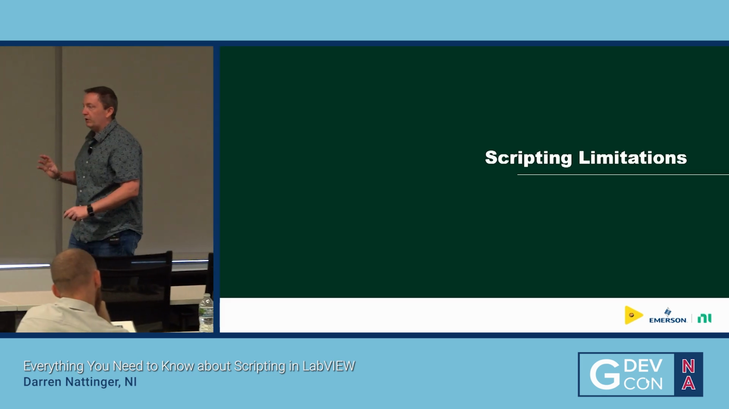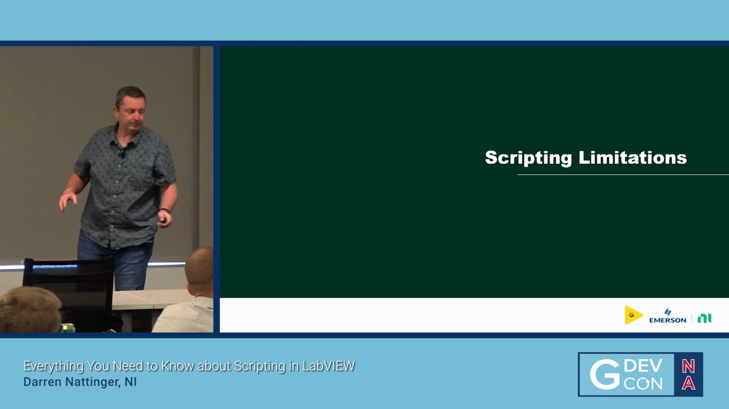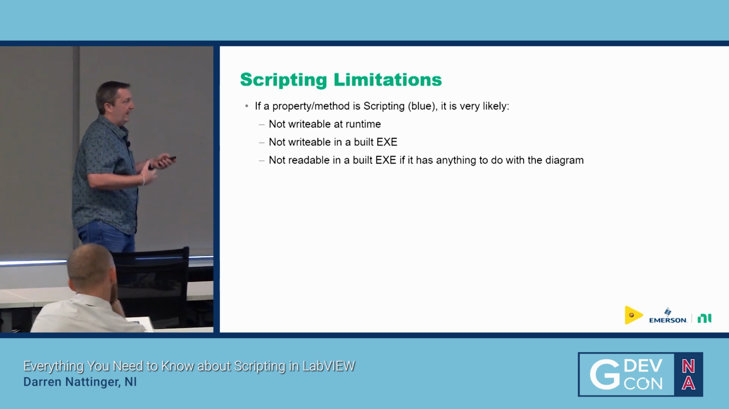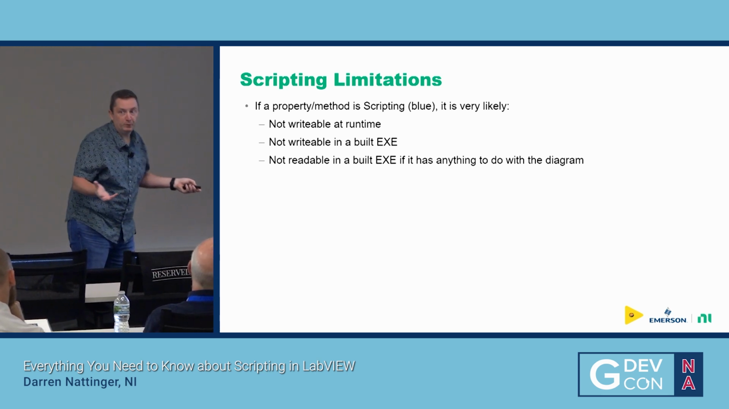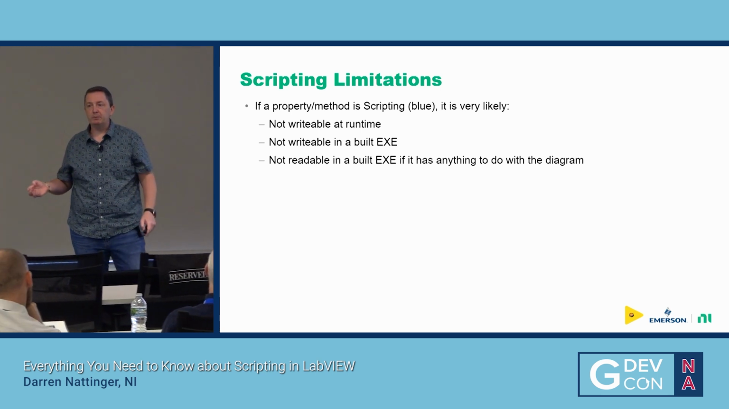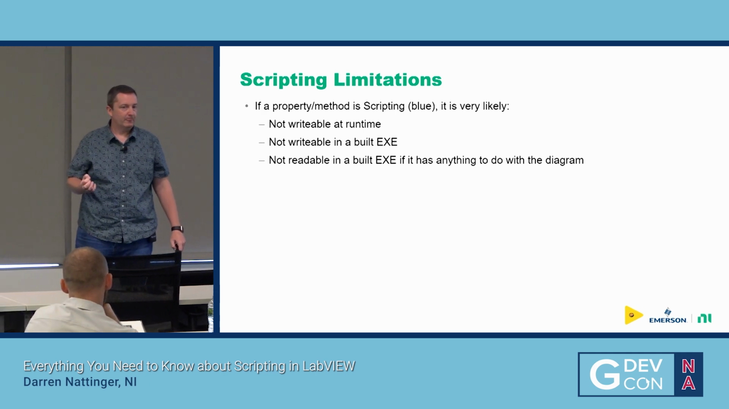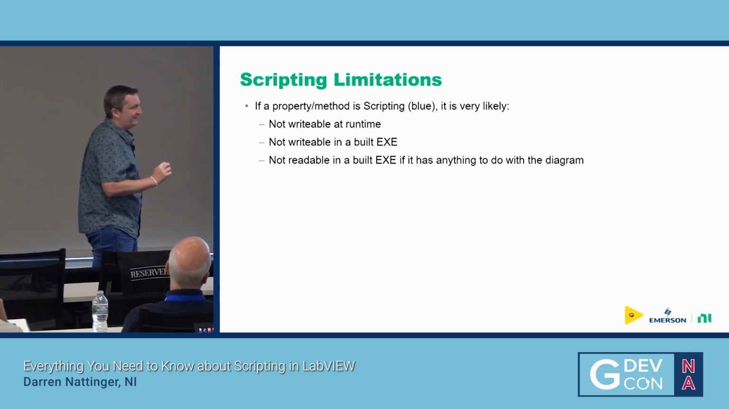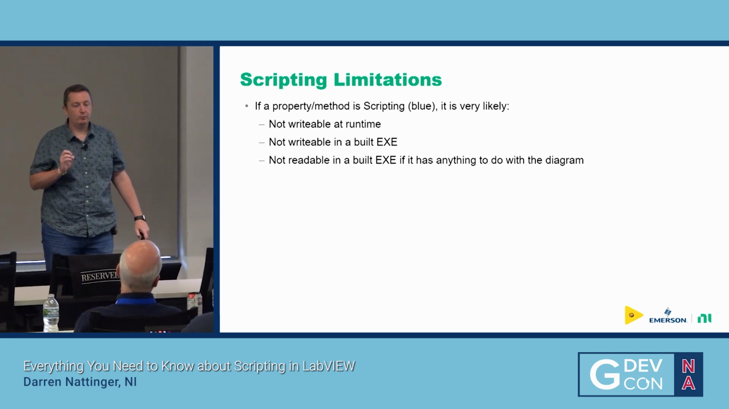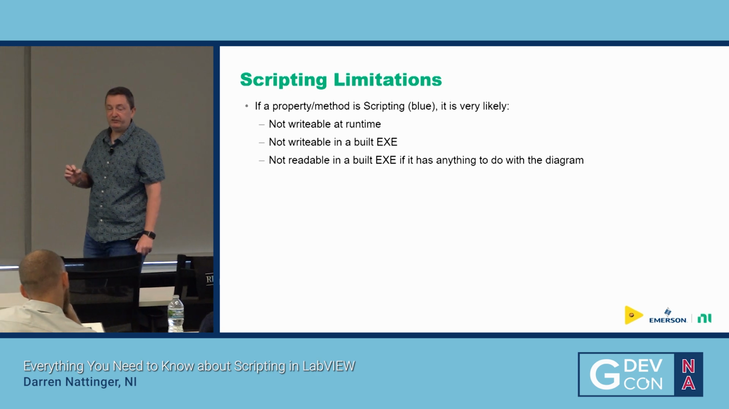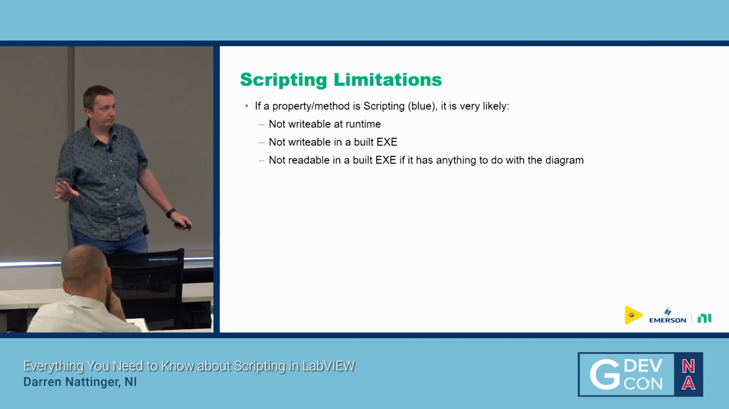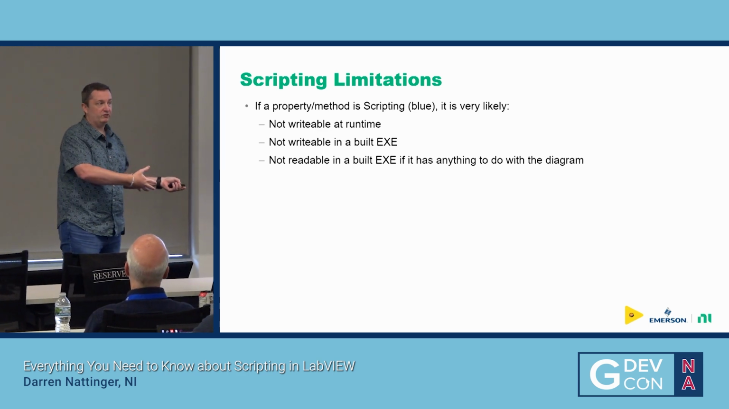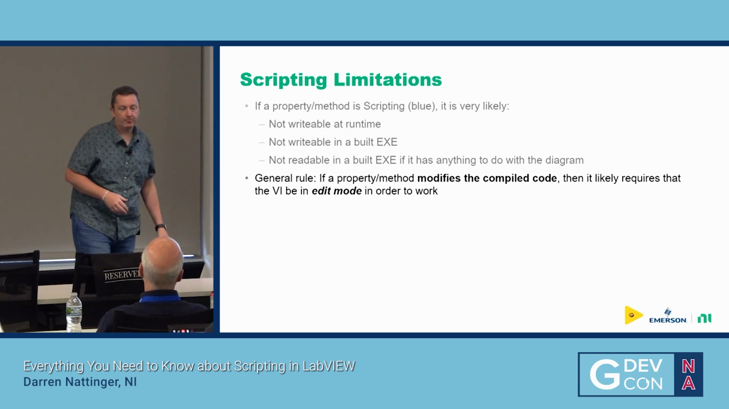So, what are some limitations of scripting? If you see a property or method and it is scripting, in other words, if it's blue, it is probably not writable at runtime. Not always, but sometimes. It is probably not writable in a built exe, and it is almost certainly not readable in a built exe if it has anything to do with the block diagram, because your exe code is not going to have block diagrams, and the runtime engine doesn't have support for most scripting stuff.